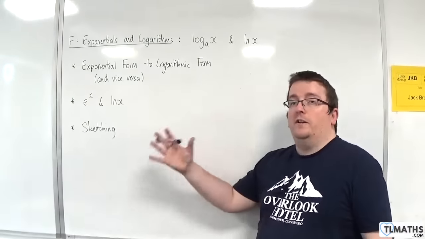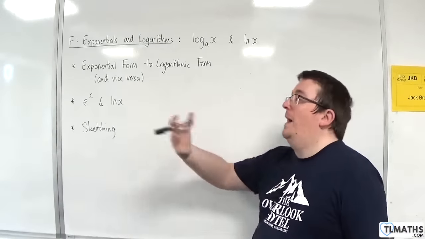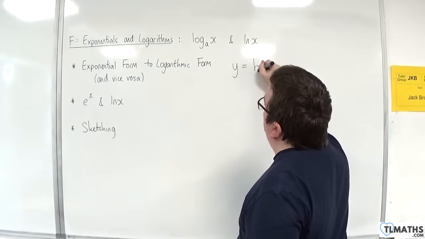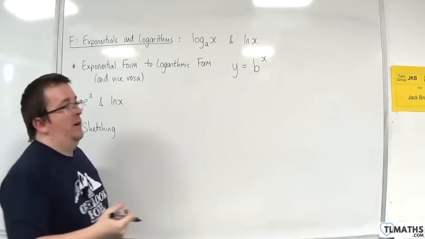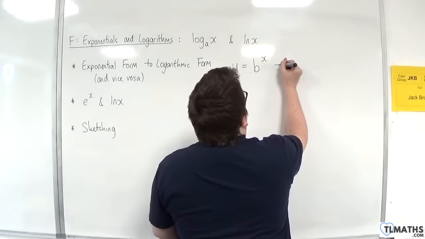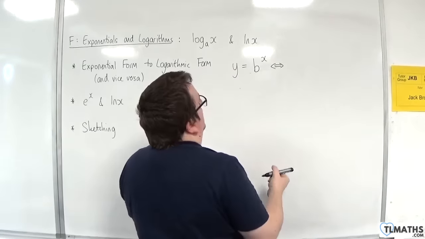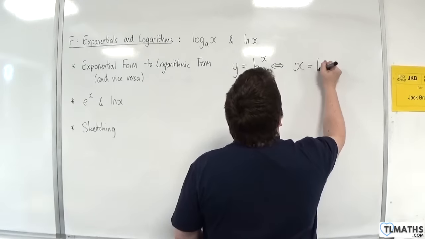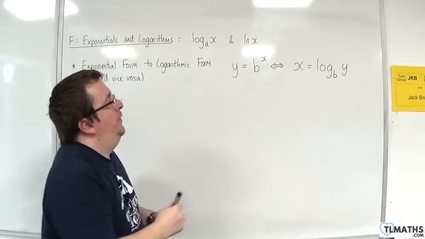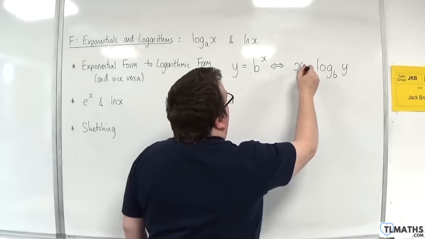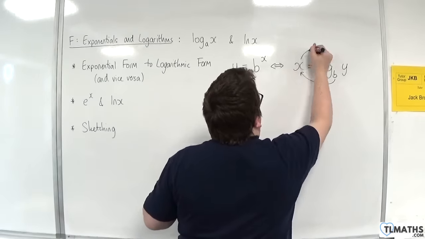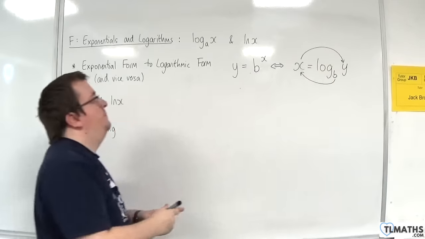Now you need to know how to convert from exponential form to logarithmic form and back. So if we write y is equal to b to the x, for example, then that is in exponential form. So that can be converted to logarithmic form by saying that x is equal to log base b of y. So this is read as b to the power of x is equal to y.